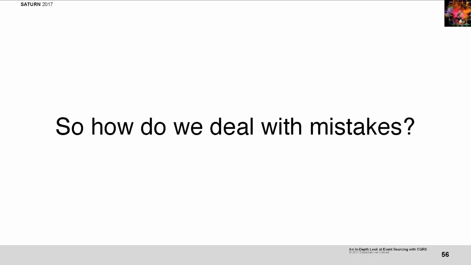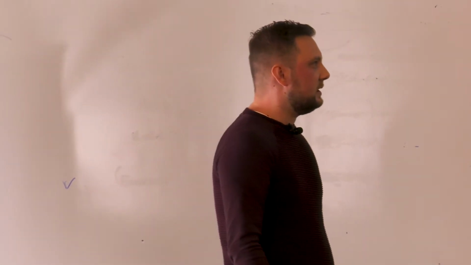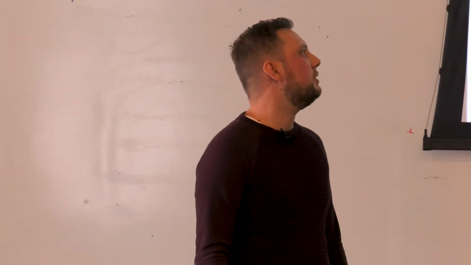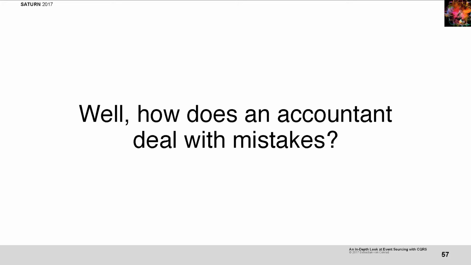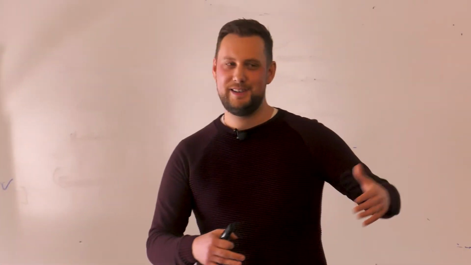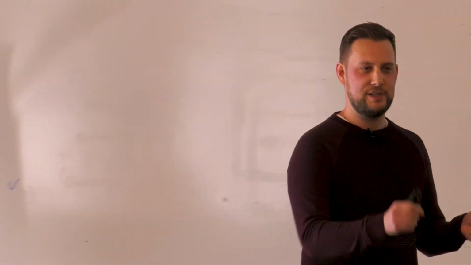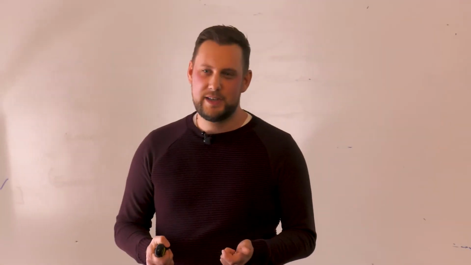Which brings up the question of, okay, how do we deal with mistakes? If we write something that we shouldn't have, or if somebody does something that they shouldn't have, or whatever it might be, how do we deal with that? Well, my counter question to that is, how does an accountant deal with a mistake? Let's say that they wanted to transfer $1,000, but they fat-fingered the number and transferred $10,000 instead. How do they do that? Do they go into their ledgers and just scrub out the extra zero? No, they don't do that.